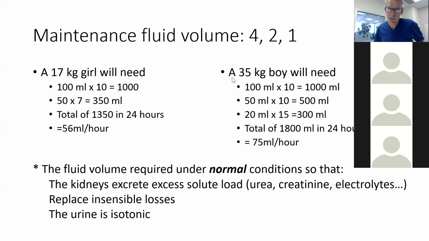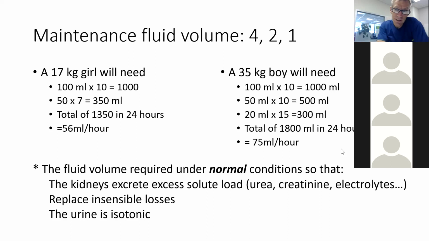A 35 kilo boy would need 100 mils per kilo for the first 10 kilos, then 50 mils per kilo for the next 10 kilos, so that's a total of 1,500 mils, and then 20 mils per kilo for the next 15 kilos, because 10 plus 10 plus 15 is 35, and that's 300 mils. So that child will need 1,800 mils over a 24-hour period, or 75 mils an hour.